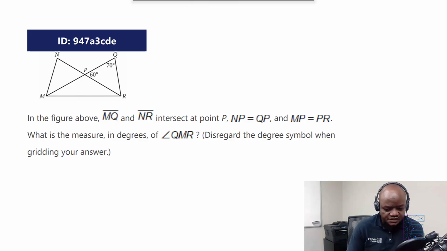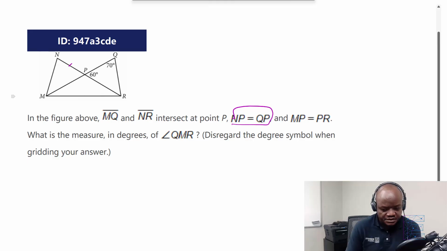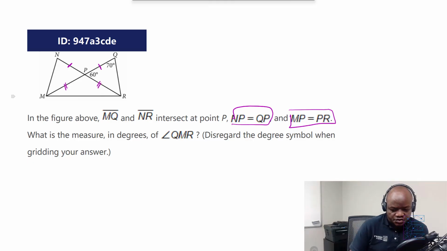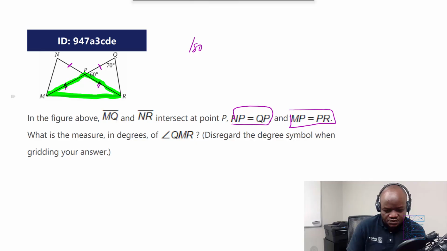This question gives you a few useful pieces of information. First, NP and QP are congruent, so I'm going to mark those up using little hash marks, which in geometry are really important. And then we're given MP is congruent to PR. So if you focus your eye to the bottom of this diagram, this triangle here, we end up having an isosceles triangle. Remember, in an isosceles triangle, base angles are congruent, right?